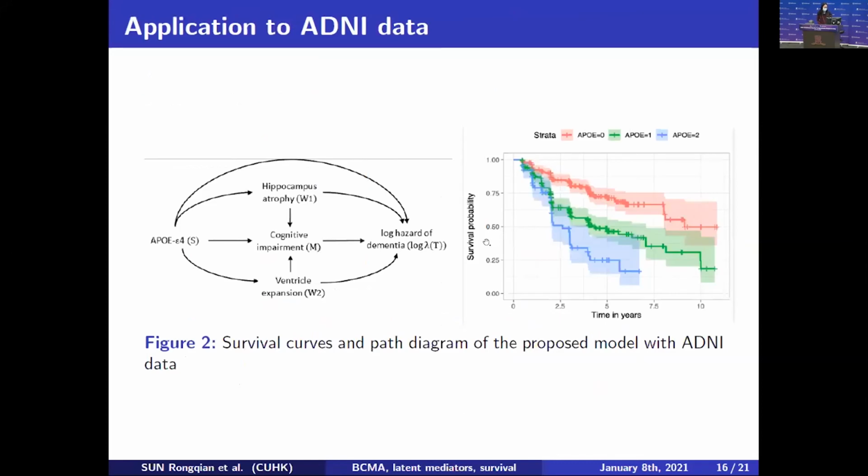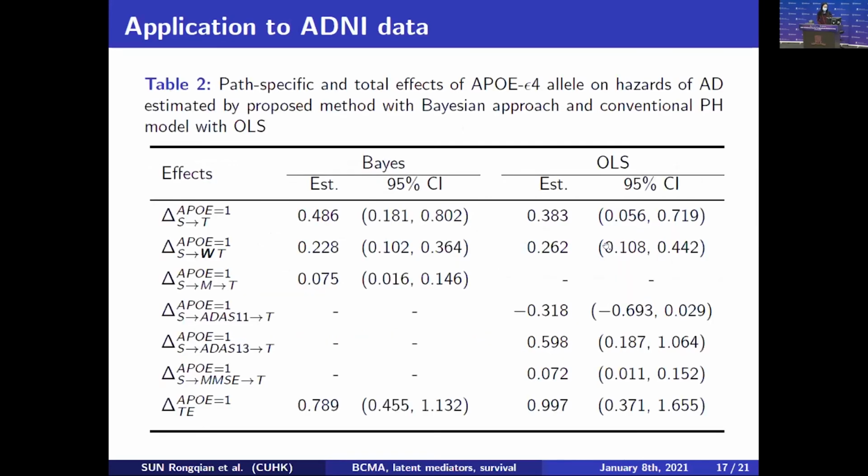So we now go to the application to ADNI data. Recall that we have two parallel observed mediators, hippocampus atrophy and ventricle expansion, and one latent mediator, the cognitive impairment here. And the survival curve on the right clearly shows that people with more APOE epsilon 4 alleles have poorer survival probability. The red curve is for people carrying no APOE epsilon 4 alleles, and the blue one is for people carrying 2 APOE epsilon 4 alleles. So we then have our path-specific causal effects of this APOE epsilon 4 allele on the hazards of AD.